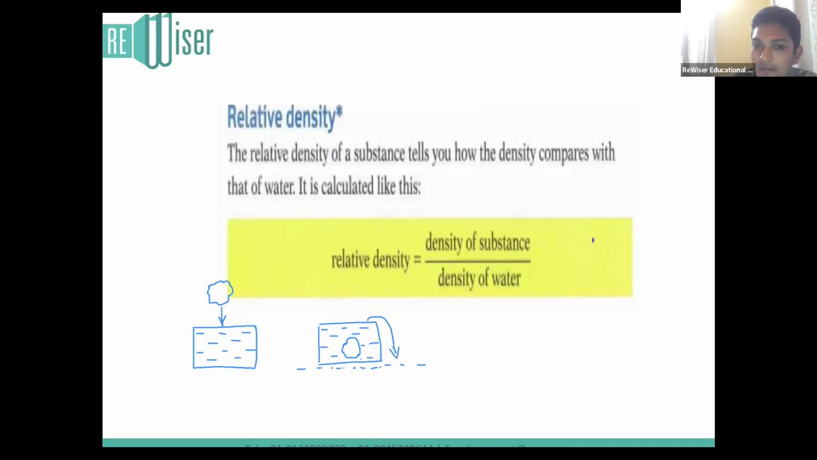A relative density is also a quantity that you sometimes come across. It is the density of any substance when compared to the density of water. Hence the word relative.